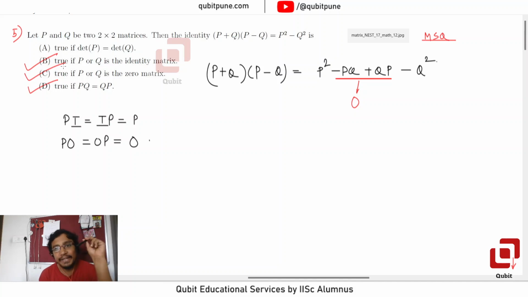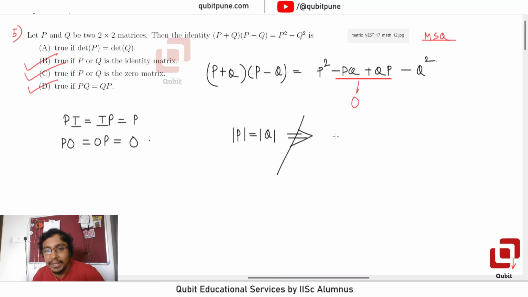What do you think of A? No, sir, it's not. Because determinant of P equal to determinant of Q does not necessarily imply that PQ is equal to QP. If you want you can take a counter example, but I think this much is enough. So A is not right. B, C, D are right.